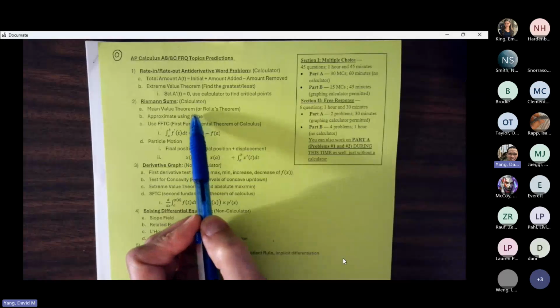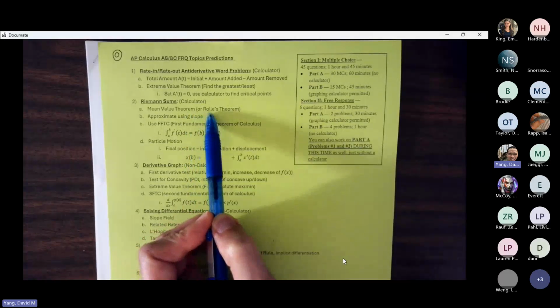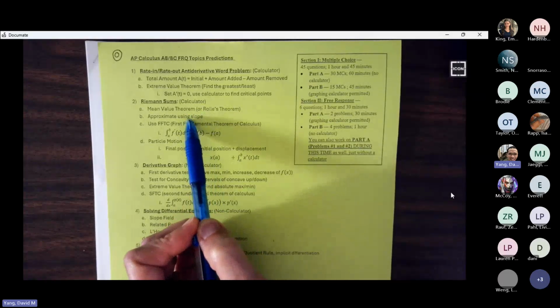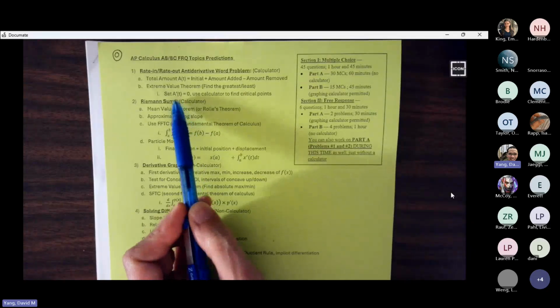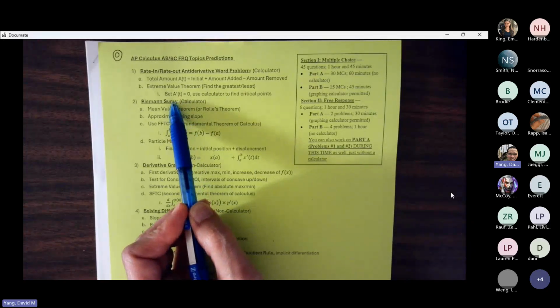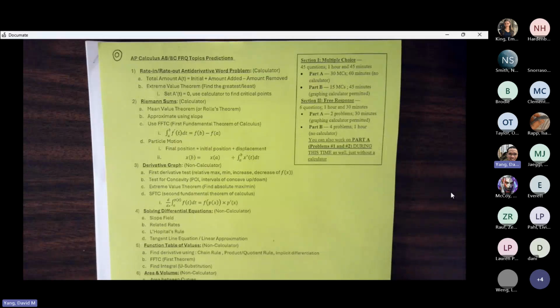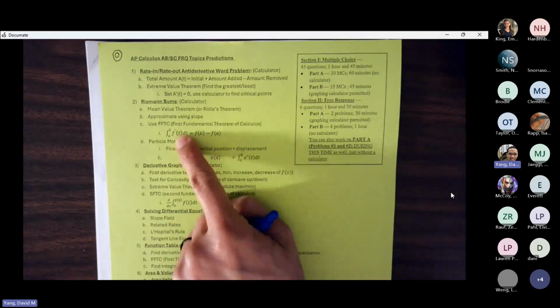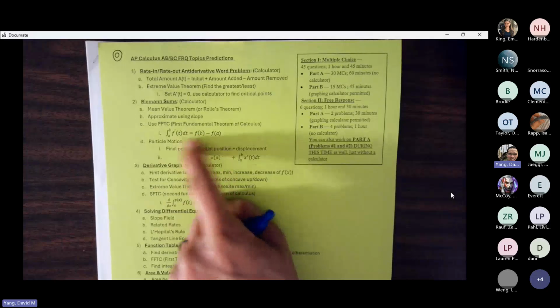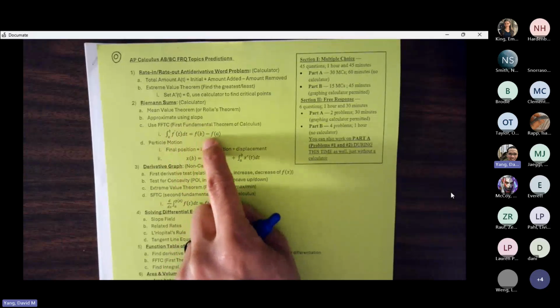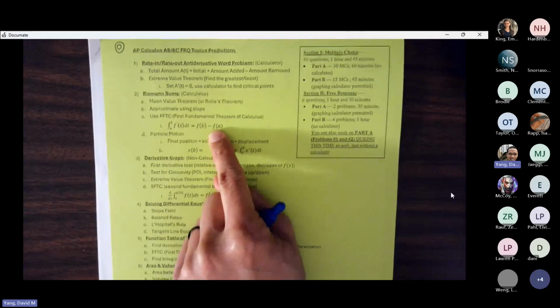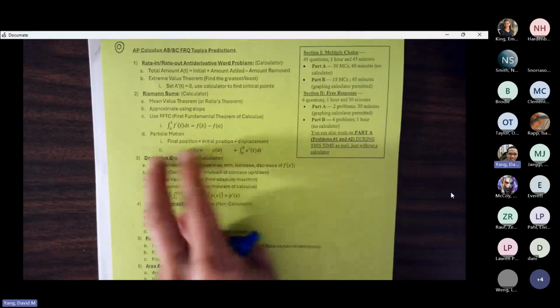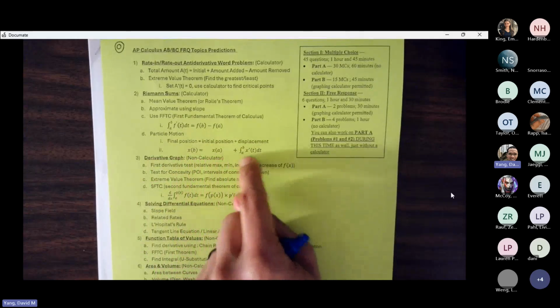Riemann sums, typically mean value theorem falls into that category. A lot of times you're asked about approximation using slope, but they give you a table of values. They usually are asking you to approximate the area using left rectangle, right rectangle, trapezoids. Watch out for first theorem. A lot of times they're trying to get you into that first theorem, so knowing this formula and knowing how to apply it sometimes can be really helpful. If it's a particle motion problem, then know that final equals initial plus displacement.